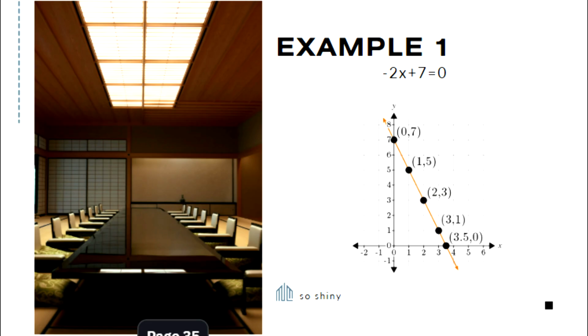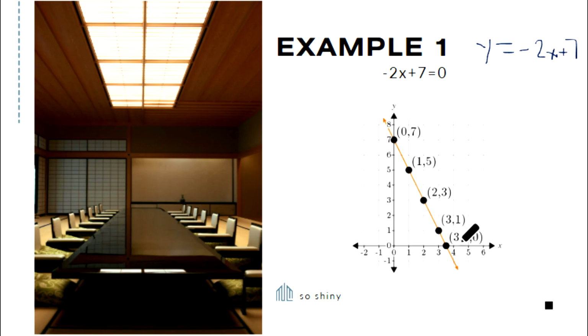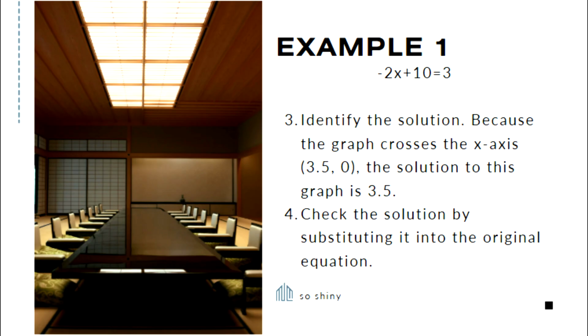You can also go to GeoGebra.com and just enter y equals negative 2x plus 7 and let it do the work for you. Yay! Okay, this is our original problem. See, we're not equal to 0 anymore. Identify the solution. Because the graph crosses the x-axis at 3.5, see, this is where it's crossing the x-axis, that's our solution. The solution to this graph is 3.5.